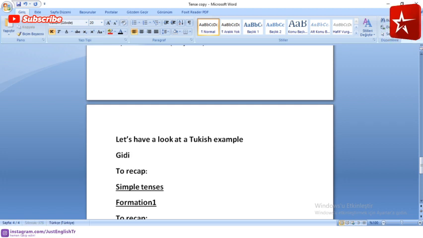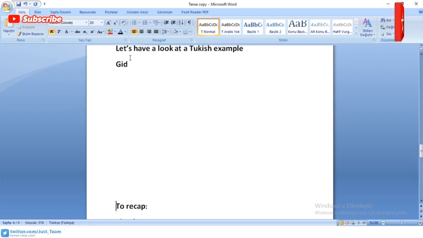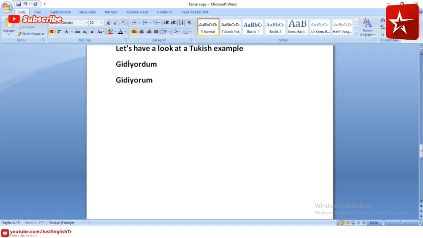We'll start with something very basic. Gidiyorum. See what I mean about my Turkish? It's terrible. And then we have that future one, gidiyor olacağım. Thank God for a Turkish keyboard.